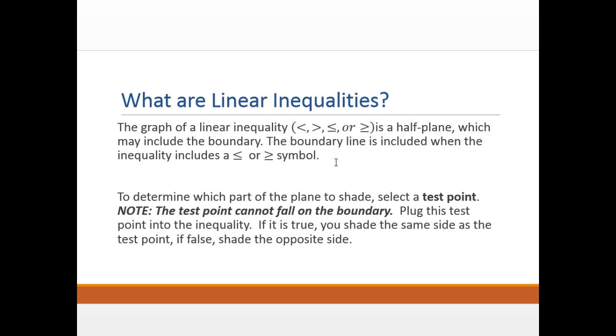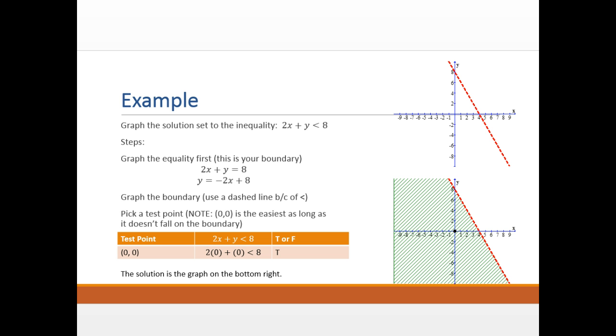We plug the test point into the inequality, and if it is a true statement, then we shade the side the test point's on. And if it's a false statement, we shade the side that it's not on. Let's look at an example. Graph the solution set to the inequality 2x plus y is less than 8.